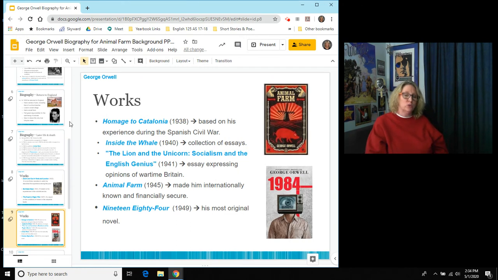Inside the Whale, this was a collection of essays. And then The Lion and the Unicorn, Socialism and the English Genius. Wow, listen to that title, 1941. It was his essay expressing opinions of wartime Britain. Then, of course, we have in 1945, Animal Farm. It made him internationally famous and financially secure.